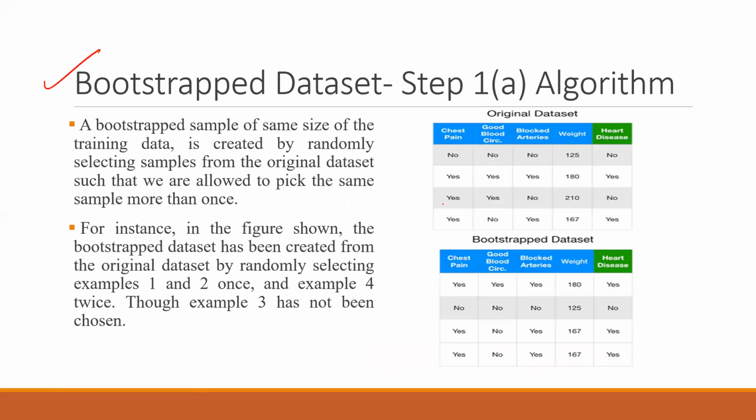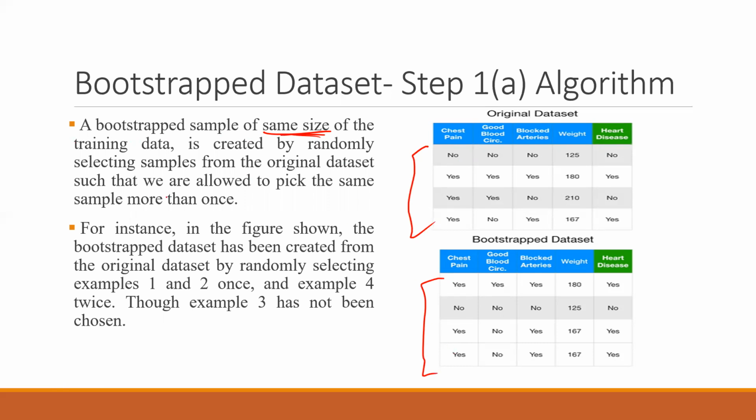So, bootstrap dataset. Now what does this mean? This is my original dataset where I have chest pain, good blood circulation, blocked arteries, weight, and heart disease. These are the 5 columns, where heart disease is my target value, and the first 4 columns are my independent variables that help me to do the prediction. So this is my original data set, but now a bootstrap sample of the same size as the training data has to be taken. So four rows, right?